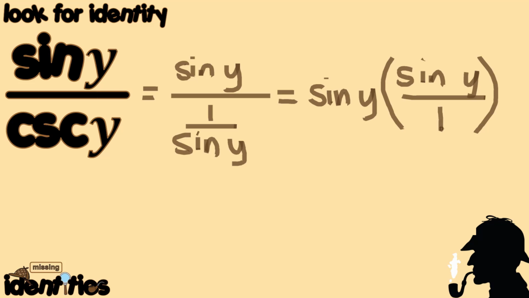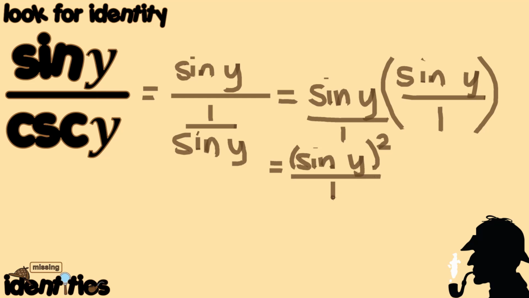After applying the keep change flip method, we now have multiplication of terms. But please do not forget that this is also all over 1. And when we multiply expressions like this, which are rational expressions, you multiply numerator to numerator and denominator to denominator. The product of our numerator is sine y, and then there is an exponent here of 2. This is because there are 2 sine y multiplied with each other. All over 1 times 1, 1.